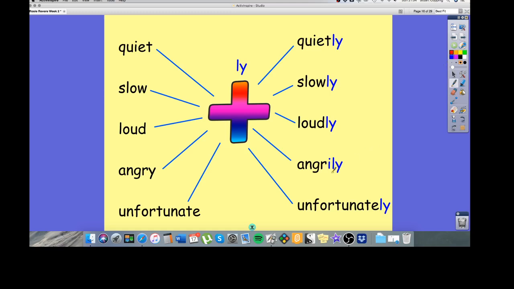The one that doesn't fit is this one, because if you look here, we have a y and we've had to change it to an I to add ly. So y to an I, just like we do when we're adding ed or when we're making plurals. When we're adding a suffix to y, we change it to an I and then add the suffix, which is what we've done here. Okay, so that's the first activity in your book.